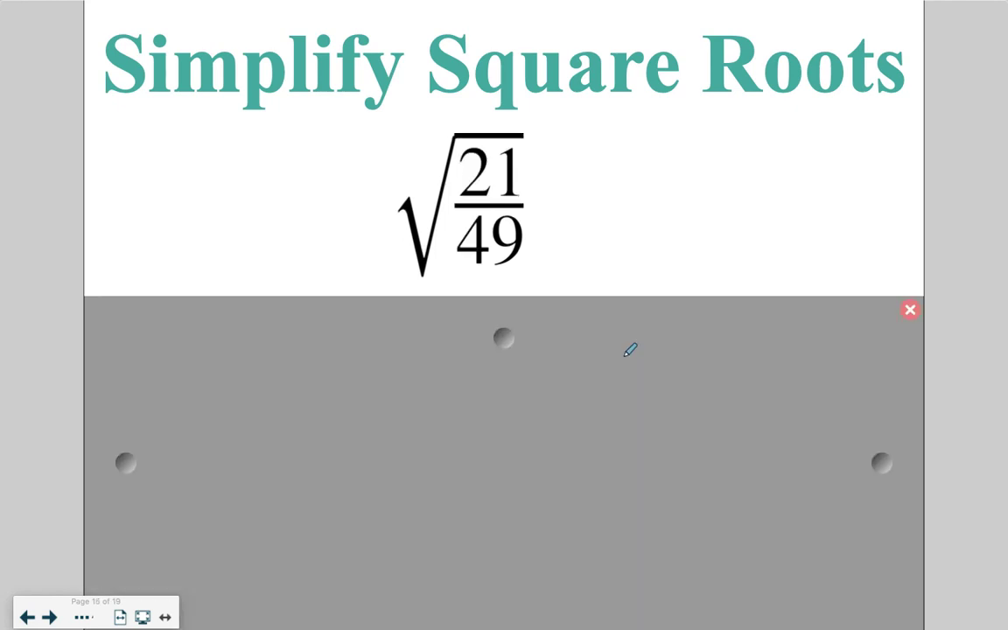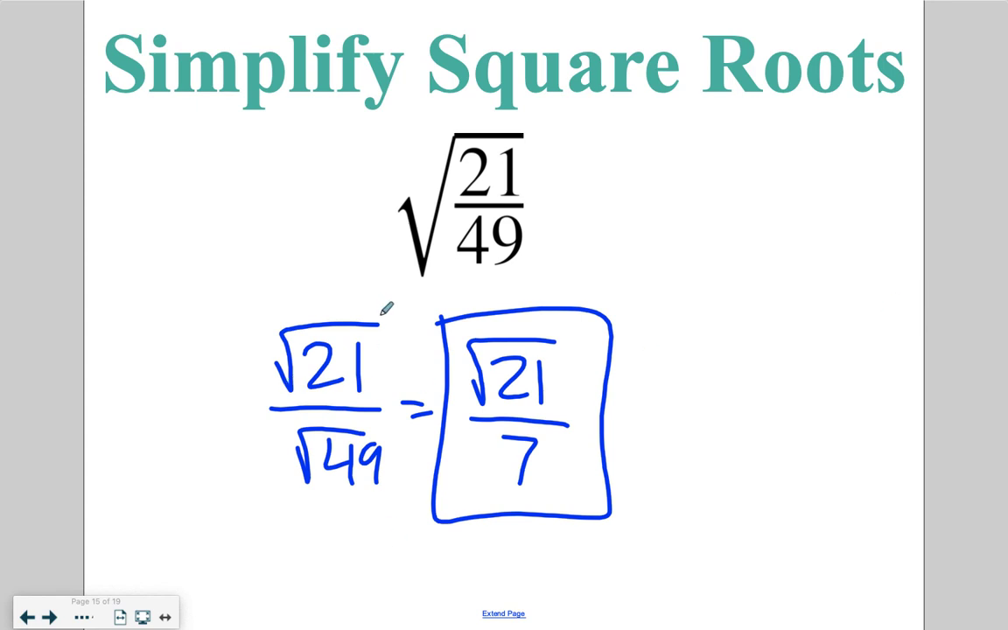Go ahead and try this one on your own. Split it up, top and bottom. You can take the square root of the denominator, which is 7, so you end up with square root of 21, which can't be simplified, over 7.